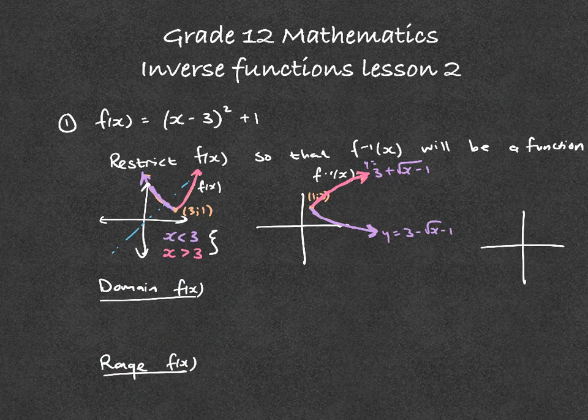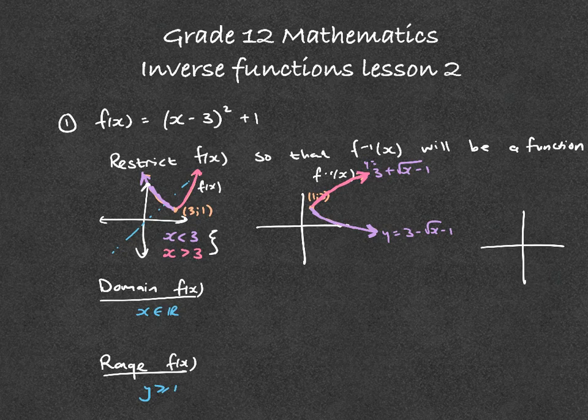Let's just quickly look at the domain and the range of f of x. The domain of f of x will be x is an element of real numbers, so x can be any value. And then the range: the smallest y value you're going to get is at the turning point here, the local minimum, so at 1. Therefore, it's all the values greater than or equal to 1.